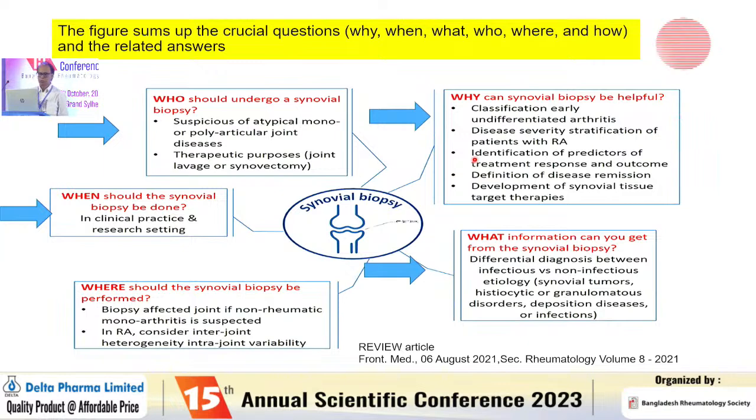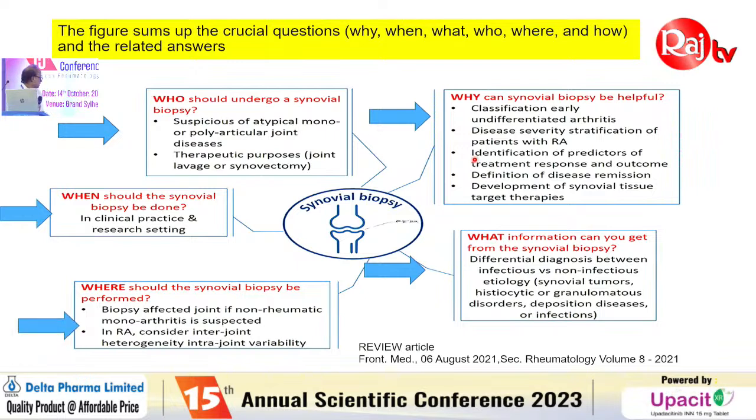What information can you get from synovial biopsy? We can differentiate infectious disease, non-infectious disease, tumor, deposition disease, some autoimmune disease, and inherited disease. Where should synovial biopsy be performed?